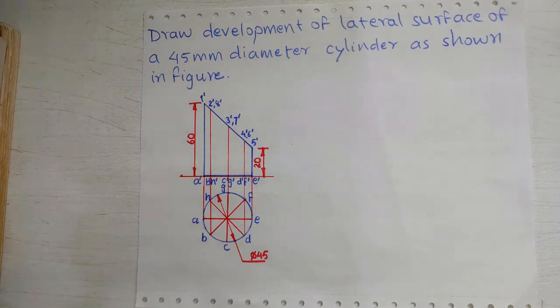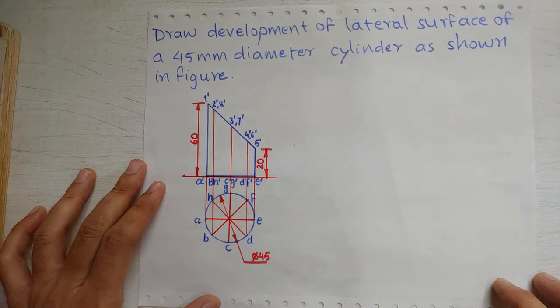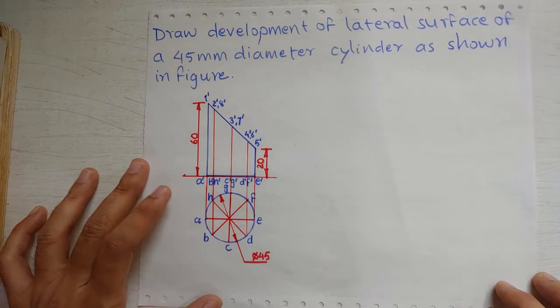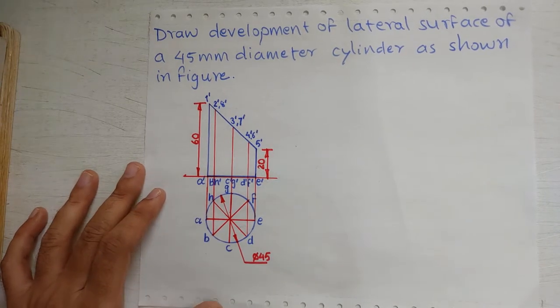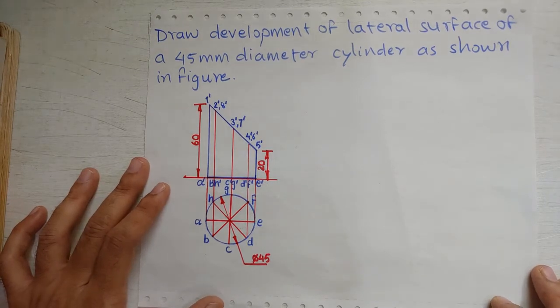Let's take the first problem here, and that is of a cylinder only. So what we understood here, we'll use now, but the shape of the cylinder is a little bit different. So what does the problem statement say? It says draw development of lateral surface of a 45 mm diameter cylinder as shown in figure.